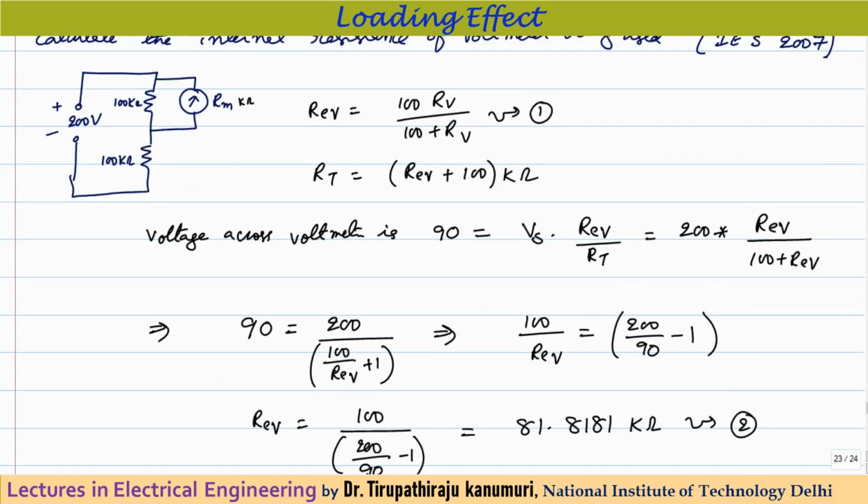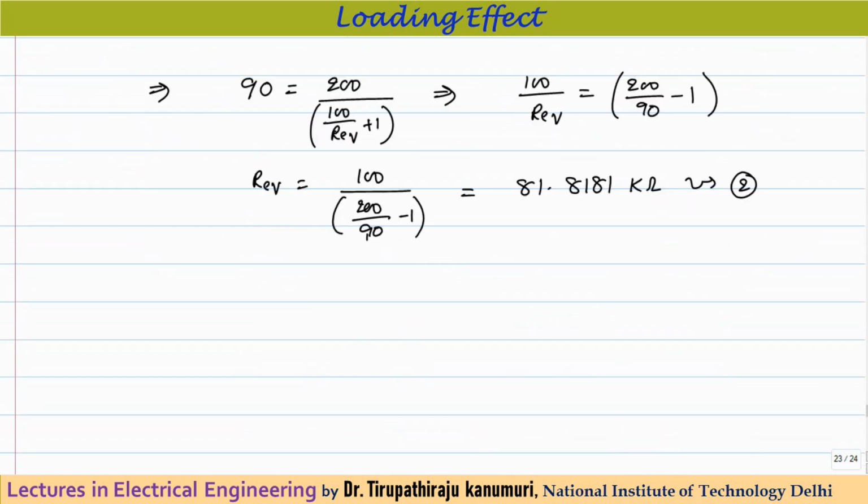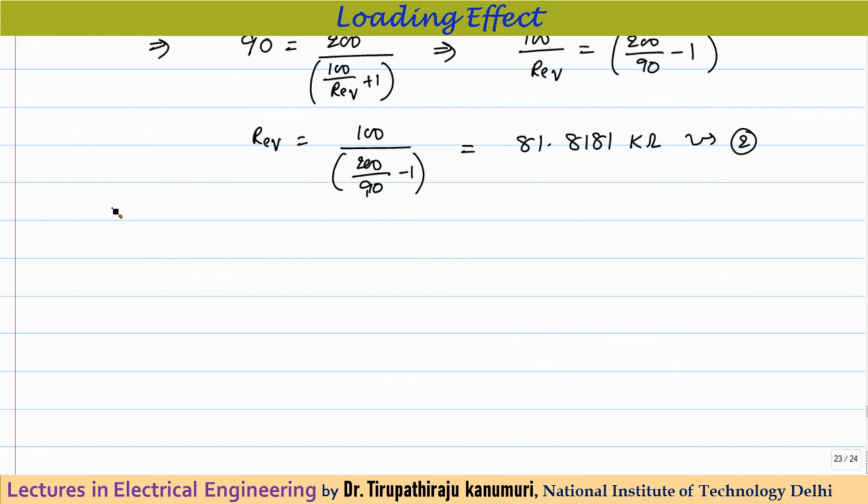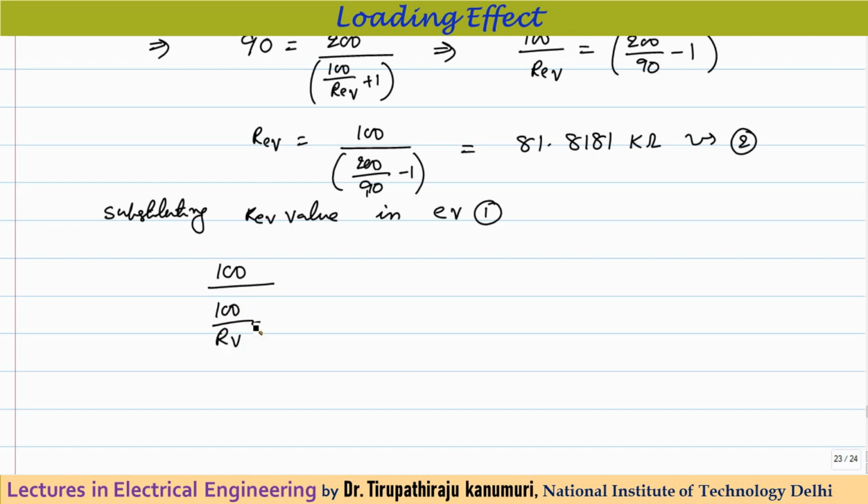Now, because I know the value of R equivalent, I have to calculate the value of Rm. So I am substituting whatever answer we got in equation number 2, substituting the R equivalent value in equation number 1. When you substitute in equation number 1, it will be equal to 100 divided by 100 by Rm plus 1.